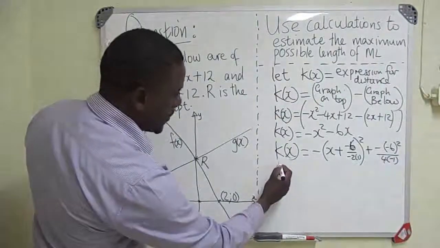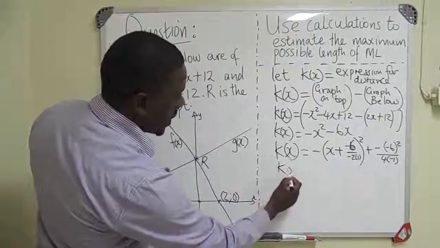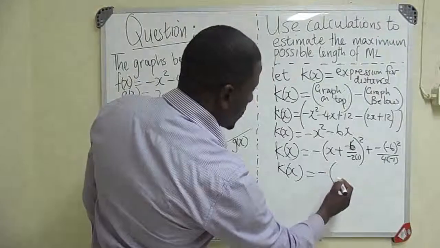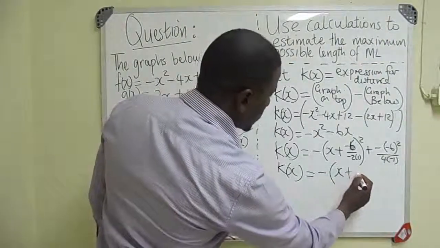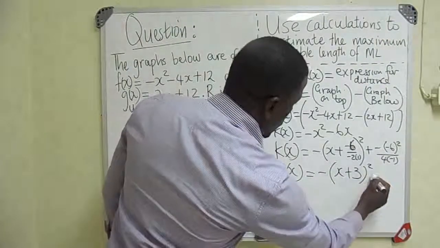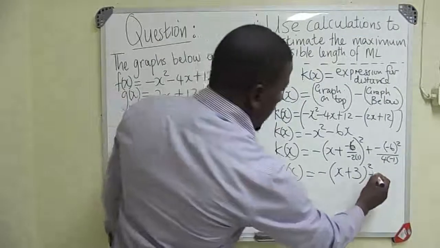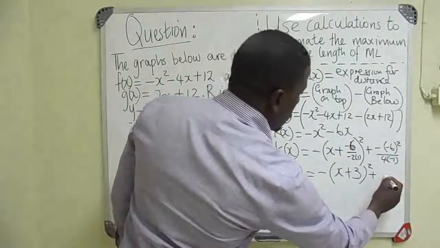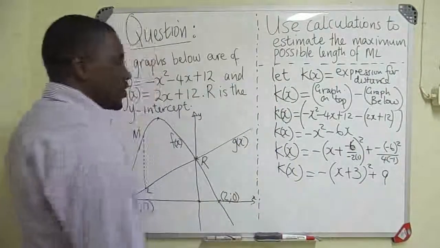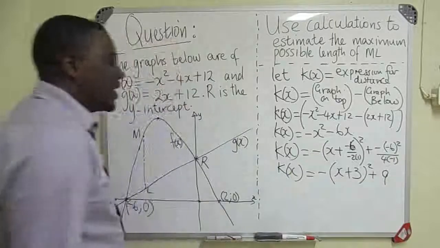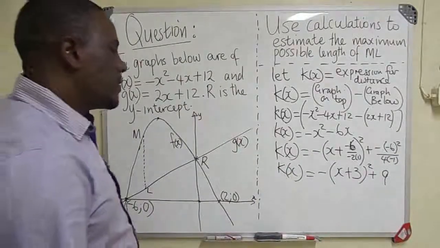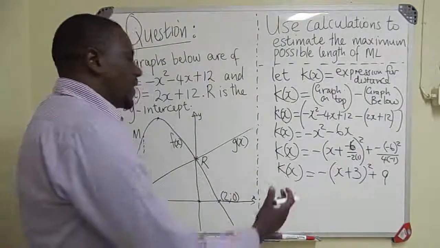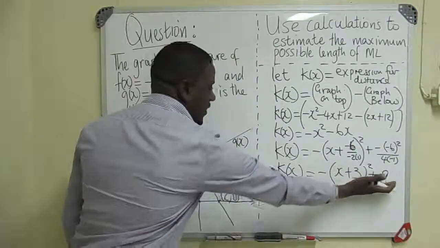So if we simplify from there, we get our k of x is equal to minus open bracket x plus 3 close bracket squared plus 6 squared, that's 36 over 4, which is 9. So this expression of k of x is our expression for the distance. In a question where they ask you to give an expression for the distance, this is the expression that is needed.